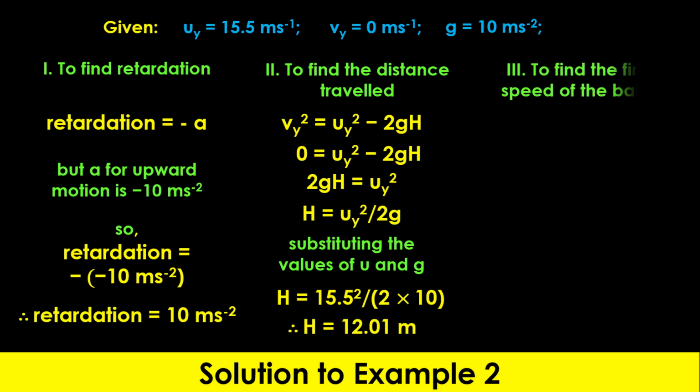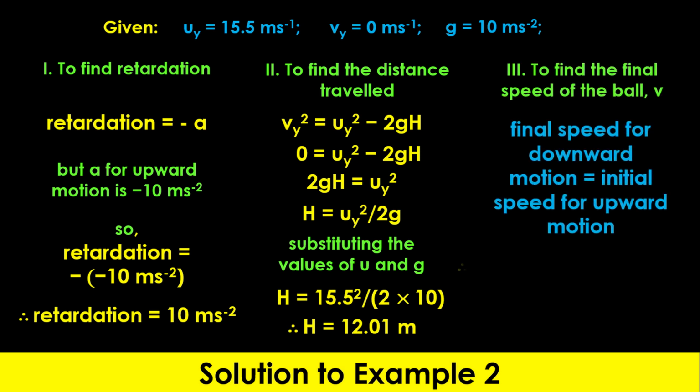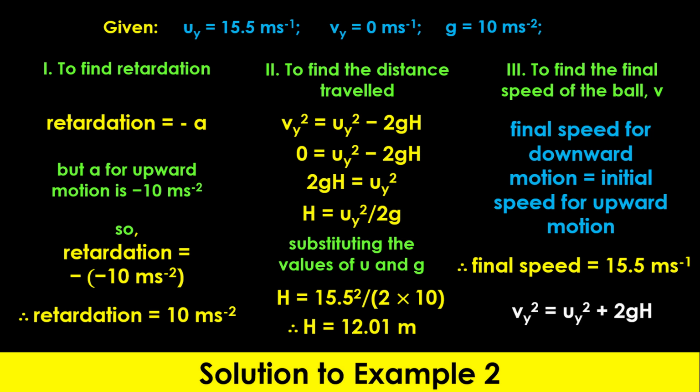The speed of the ball just before hitting the ground is the final velocity for the downward motion, which is equal to the initial velocity for the upward motion, which is 15.5 meters per second. Alternatively, you can solve it by using the equation connecting u, v, g, and h for the downward motion, which is Vy squared equals uy squared plus 2gh. Bearing in mind that the initial velocity at the maximum height for the downward motion is 0. Substitute the calculated value of h and the value of g and find the square root of both sides to obtain 15.5 meters per second.